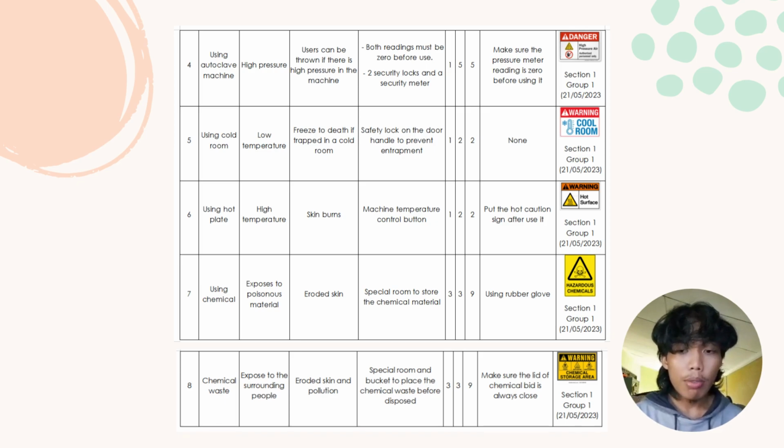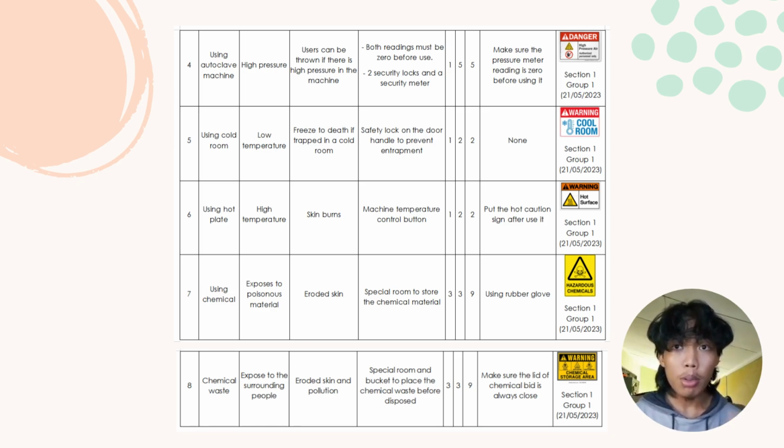The fifth one is using the cold room. The hazard is the low temperature. The effect is freezing to death if trapped in the cold room. So you need to be careful when going into the cold room, since if you are trapped in there, it's very hard to get out if there's no risk control.